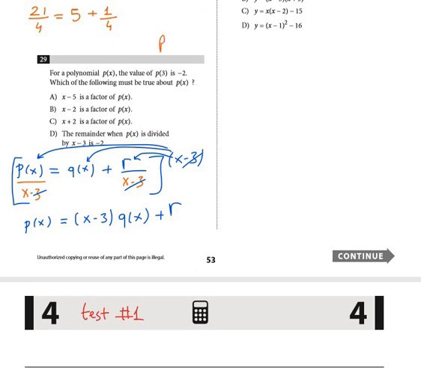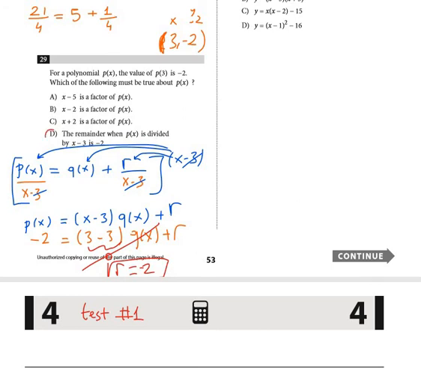So p of 3 is negative 2, means 3 comma negative 2 is a point on this polynomial. So x is 3, y is negative 2. So p of x means y, so this is negative 2. And x was 3 given here, q of x plus r. 3 minus 3 is 0, and 0 times q of x is 0. And we can see here r is equal to negative 2. Bingo. So this verifies that. So d is the answer.